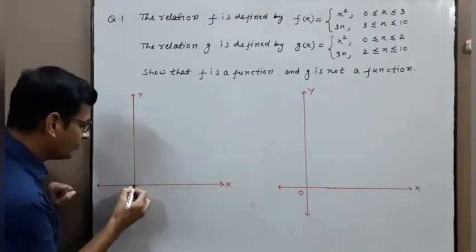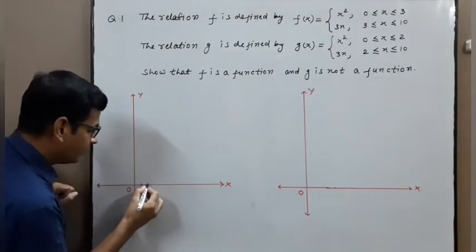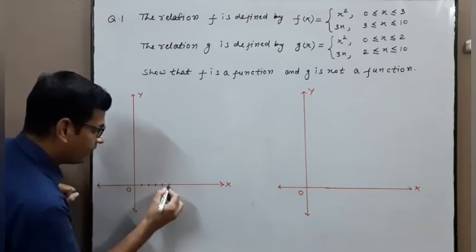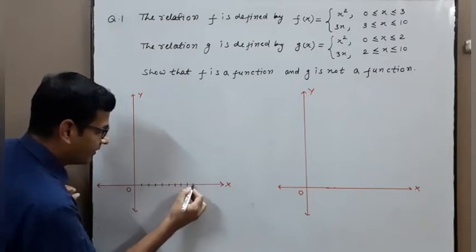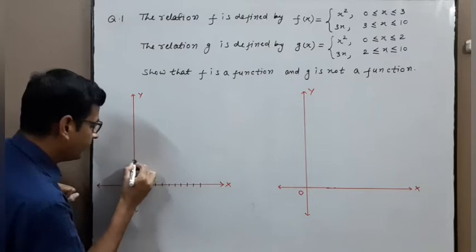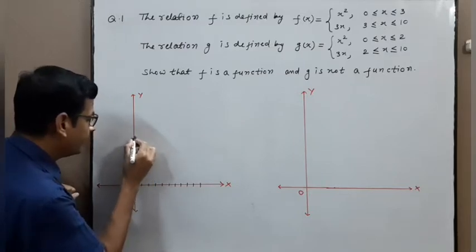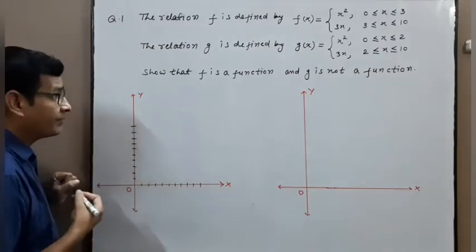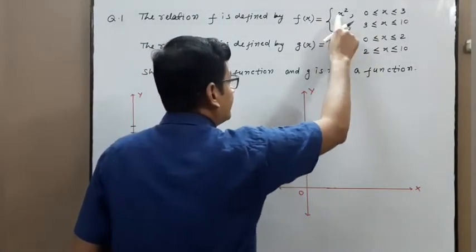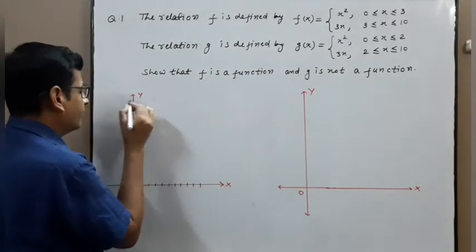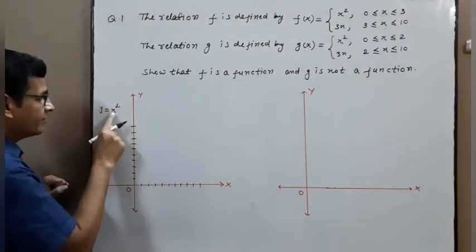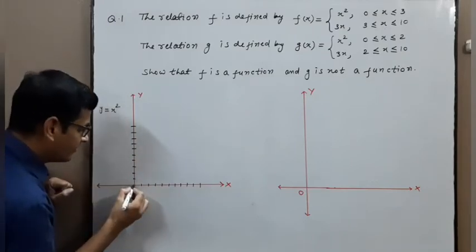Here x equal to 0, 1, 2, 3, 4, 5, 6, 7, 8, 9, 10 in this one, and y equal to 1, 2, 3, 4, 5, 6, 7, 8, 9, 10 in this one. Now at x equal to 0, the value of y is 0. The first graph is y equal to x square. So at x equal to 0, y equal to 0. So the first point is this.